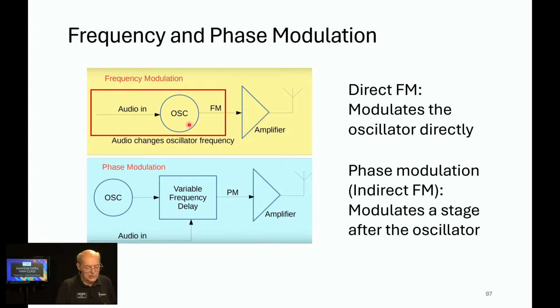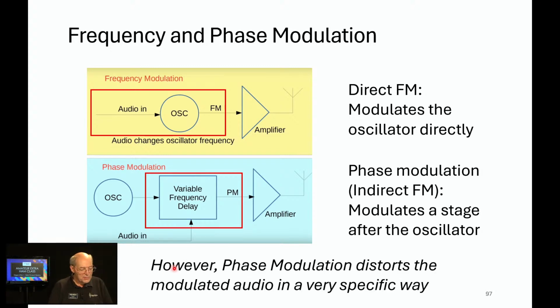Then we've got phase modulation, also called indirect FM. Indirect because we're not directly changing the oscillator. We're going to modulate a stage after the oscillator, some kind of a tuned RF stage. So here, we're introducing a variable frequency delay with a reactance modulator, which is kind of the same as shifting the frequency. That's why you can consider them both FM: direct, changing the oscillator directly, or indirect, if you're changing the phase relationships in a tuned circuit beyond the oscillator.